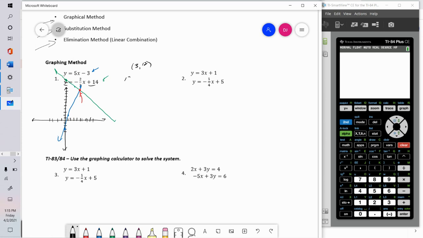So try it in the first equation. 5 times 3 is 15, minus 3 is 12. So that works. Try it in the second equation. Put the 3 in for the x and the 12 in for the y. And is that true? 12 equals negative 2/3 times 3 is negative 2 plus 14. So 12 equals 12. So that's true. So yes, (3, 12) is the point on both lines. That's horrific. That's really a horrific way to do this.